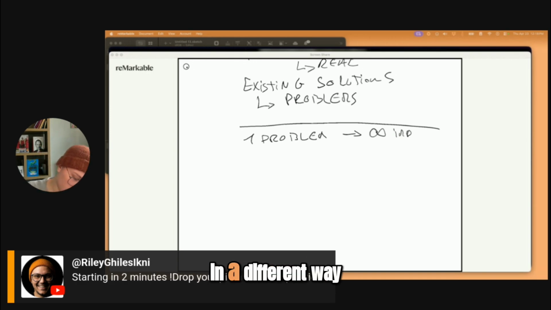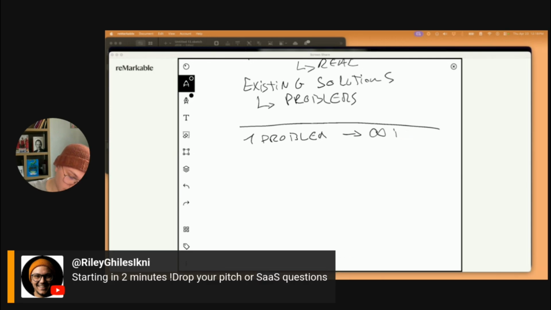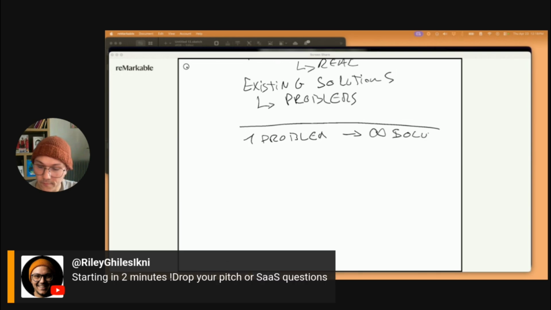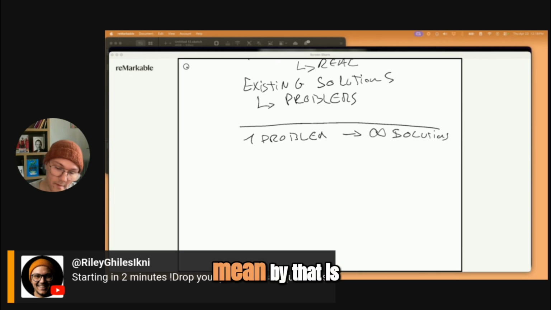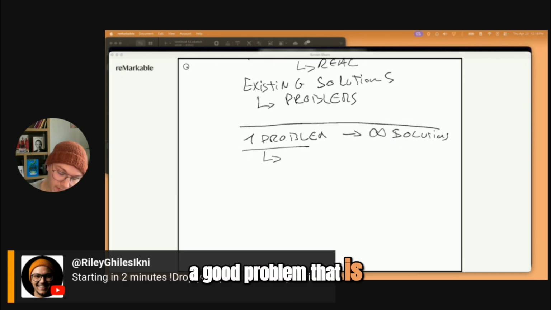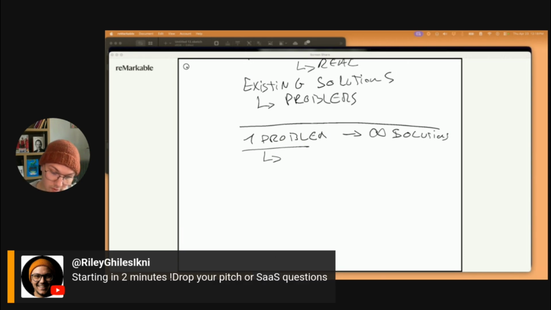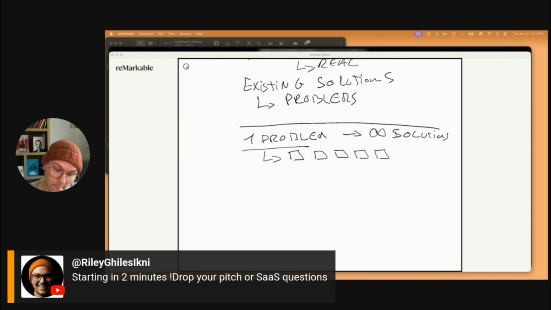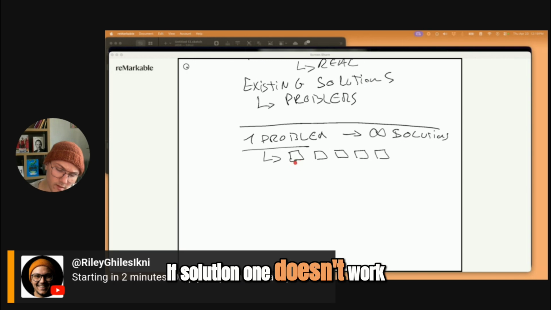Let me put it in a different way. I'm using words that are a bit too high level. One problem can be multiple solutions. And so what I mean by that is, if you select a good problem that is well framed, you'll be able to deliver 100 different solutions.